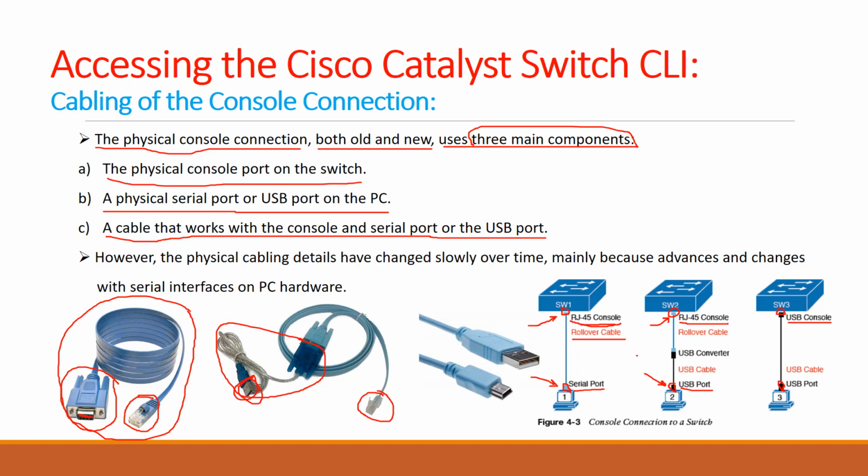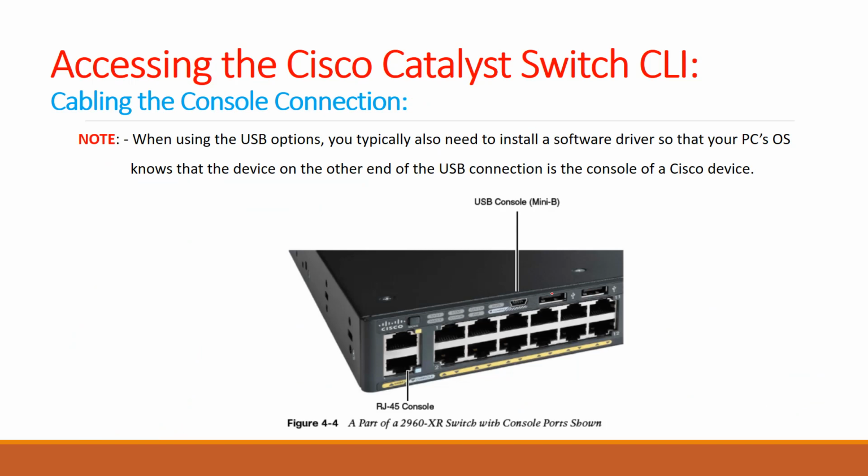The third type of cable is a USB cable. When you have the option of a USB console port on the switch and a USB port on the PC or laptop, this USB port will be connected to the PC or laptop, and this USB port will be connected to the USB console port. This is how the RJ45 console port looks, and this is how the USB console port looks.